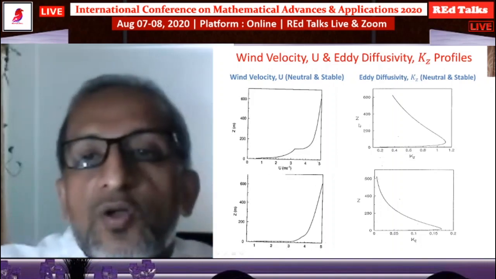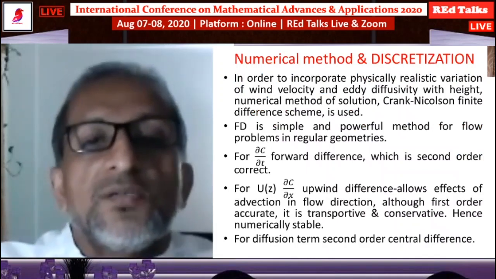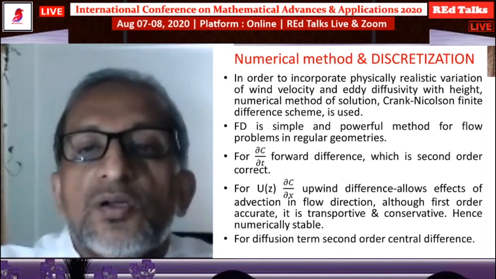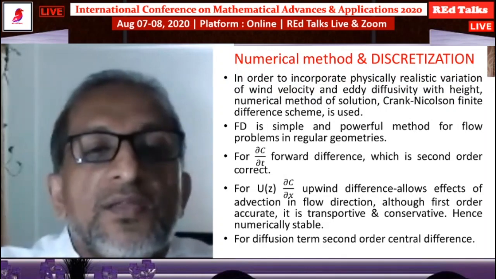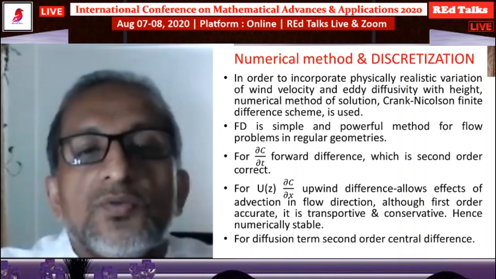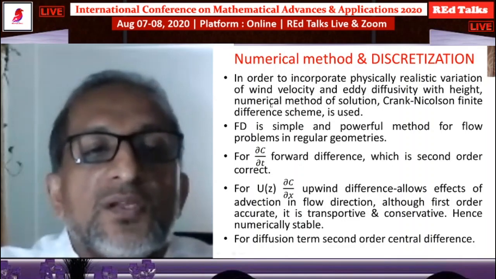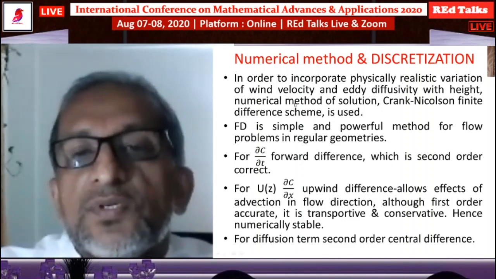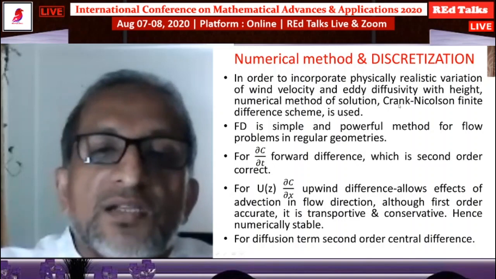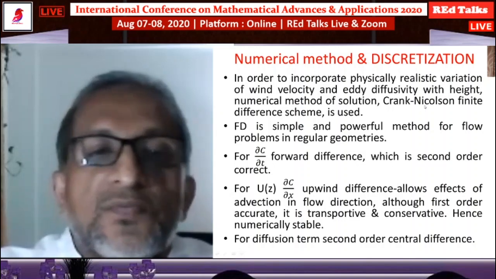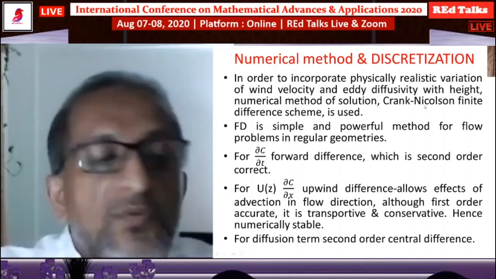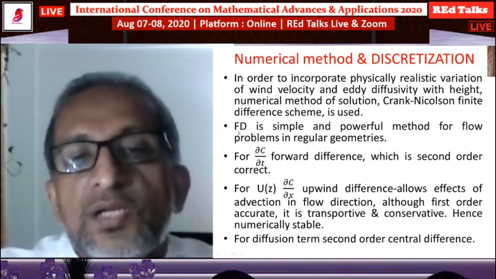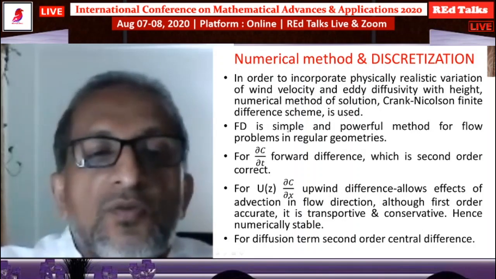And as far as solving the partial differential equation, since u and Kz are functions of height z, we cannot use an analytical method. Therefore we have used a numerical method, and here we have used the Crank-Nicolson finite difference scheme. Of course there are finite volume and finite element, but finite difference is very simple and powerful for fluid flow problems.